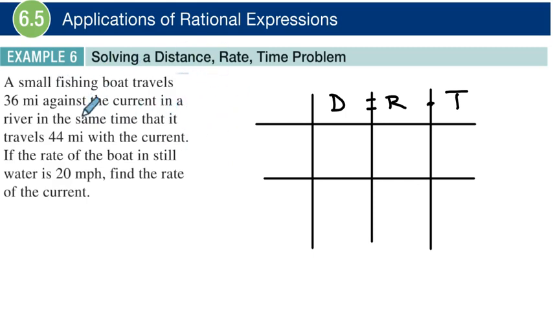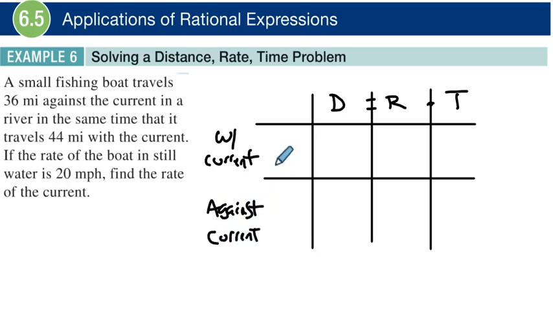A small fishing boat travels 36 miles against the current in a river in the same time that it travels 44 miles with the current. If the rate of the boat in still water is 20 miles per hour, find the rate of the current. All right, great. So our distances here are 36 and 44. So maybe we have one that's with the current, and then we have against the current, because we have going up the river and down the river.